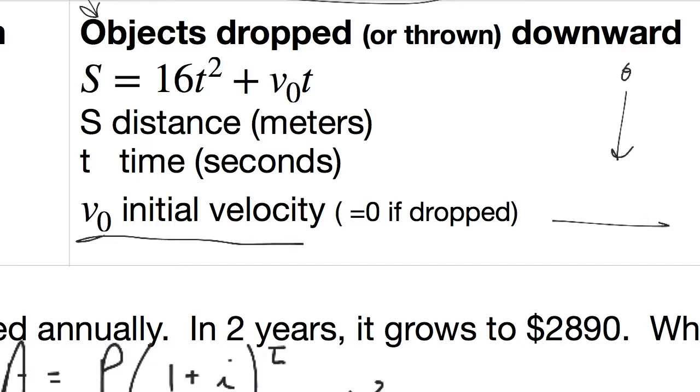If you're dropping something, then V0 is equal to 0. If you throw something downward, then it has a positive initial velocity. But if you're just letting something go, at the instant that you let it go, it's just hovering there in air, and V0 is equal to 0. The velocity is 0 if you're just dropping something. Then it starts to gradually pick up speed until it eventually hits the bottom.